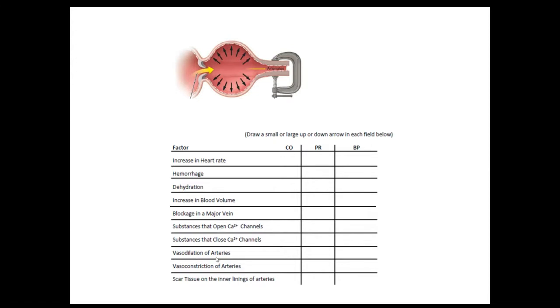What about vasodilation of arteries? We make those arteries larger. That's going to decrease peripheral resistance and decrease blood pressure. If we vasoconstrict those arteries, that's going to cause an increase in peripheral resistance and an increase in blood pressure. What about scar tissue on the inner linings of arteries? What if there's a buildup of plaque or calcium deposits on the linings of your arteries? Well, that's going to resist blood flow. So that's going to increase peripheral resistance and increase blood pressure.